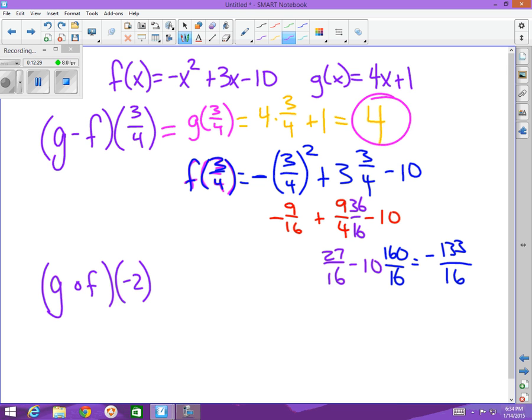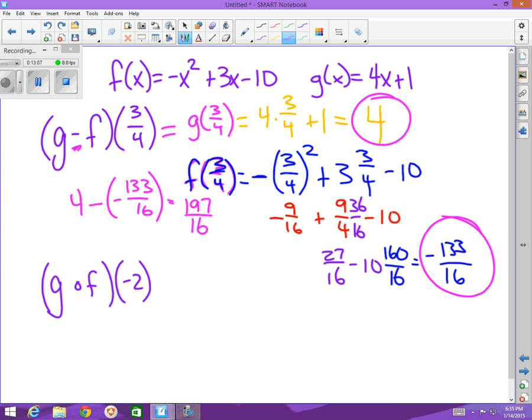You've got this answer here, and you've got that answer there. And you're supposed to subtract them. So you have to take 4 minus a negative 133 over 16. So that ends up being 4 plus 133 over 16. And you get 197 over 16.